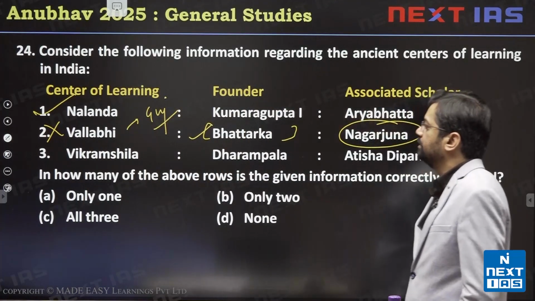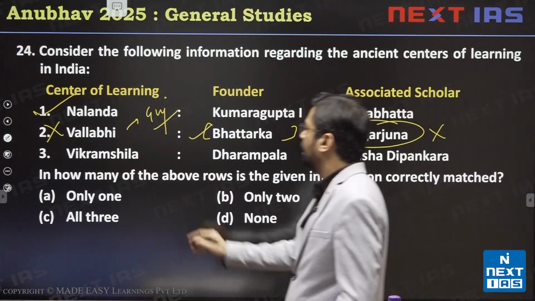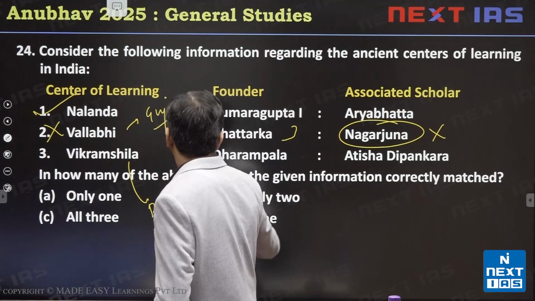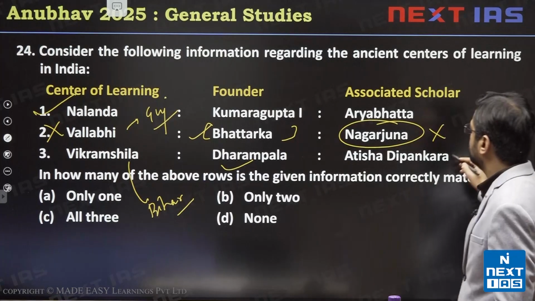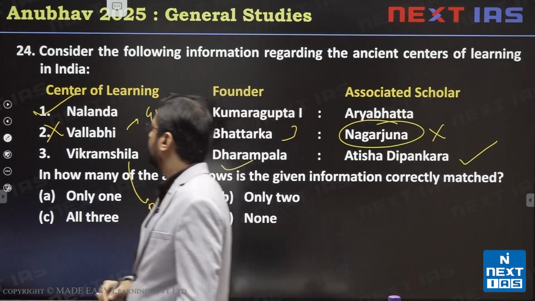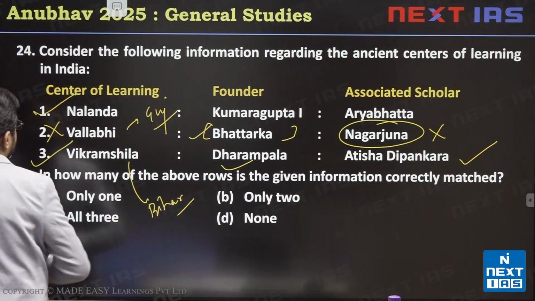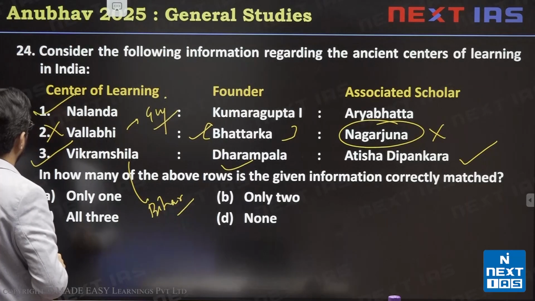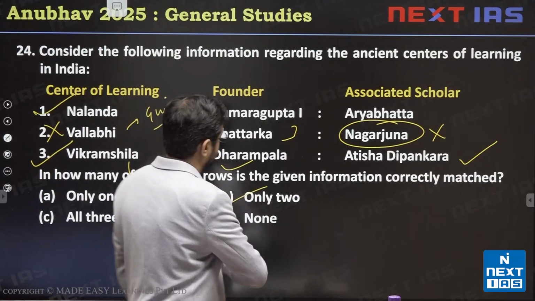And the third matching, which is Vikramshila of Bihar, was founded by the Pala dynasty, Dharmapala, and the scholar is going to be Atisha Dipankara, right? So Atisha Dipankara is the correct one, and the third is correct. So how many statements are correct? There are only 2. So the answer is B.